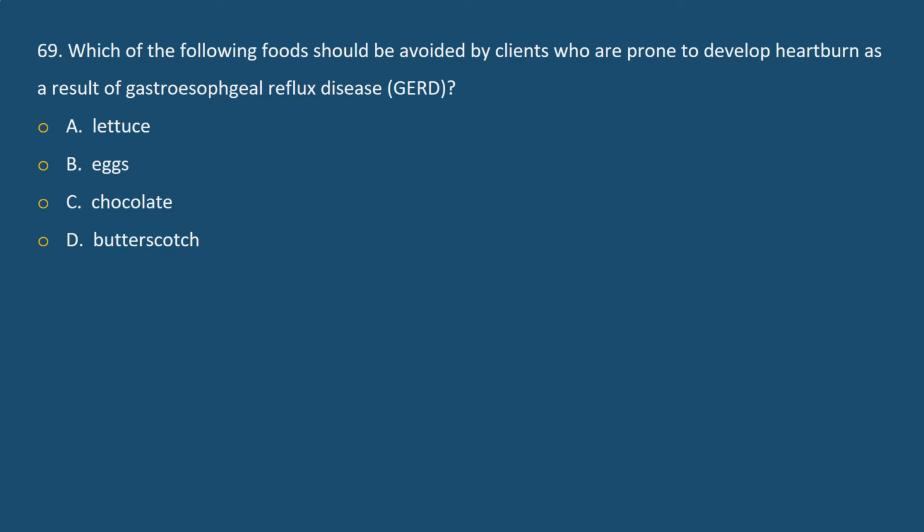Question 69. Which of the following foods should be avoided by clients who are prone to develop heartburn as a result of gastroesophageal reflux disease, GERD? A. Lettuce. B. Eggs. C. Chocolate. D. Butterscotch.